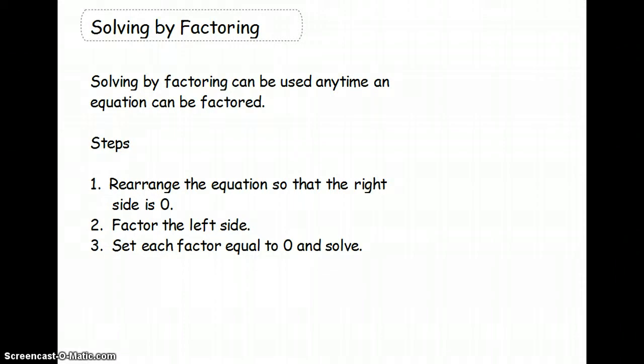Today we're going to learn to solve by factoring. So obviously you're going to have to get that factoring mastered. To solve by factoring, you can use it any time that you can factor something, but of course we can't always factor, so it's not always going to work.